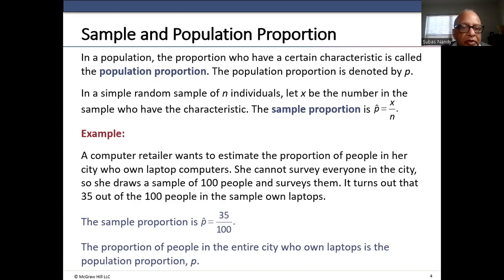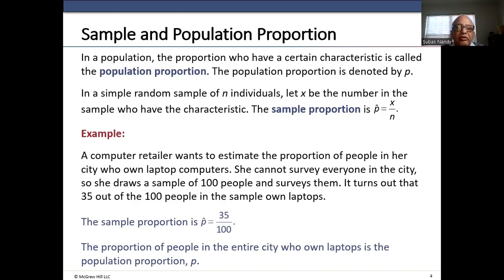Here is a good example. A computer retailer wants to estimate the proportion of people in her city who own laptop computers. She cannot survey everyone in the city, so she draws a sample of 100 people and surveys them. It turns out that 35 out of 100 people in the sample own laptops. So the sample proportion P hat is given by 35 over 100. The proportion of people in the entire city who own laptops is the population proportion P.